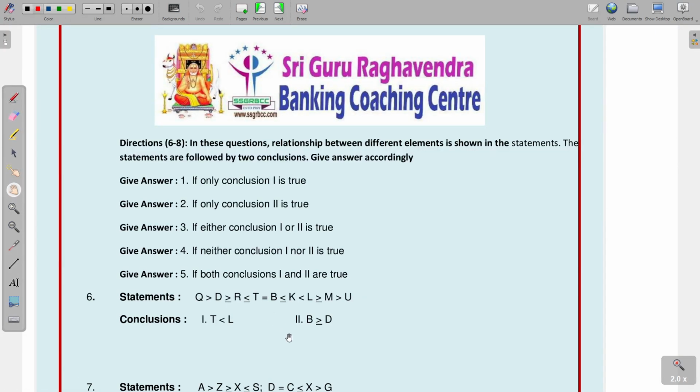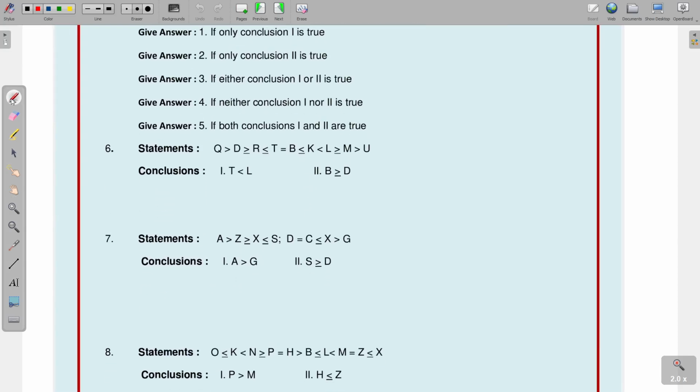Inequalities. So see the first one, question number 6. T less than L. So T here and L here. So T equal to B, B less than or equal to K, K less than L. First one is correct. B greater than or equal to T. So B here and D here. So both are opposite signs. This is not correct. Only one is correct.